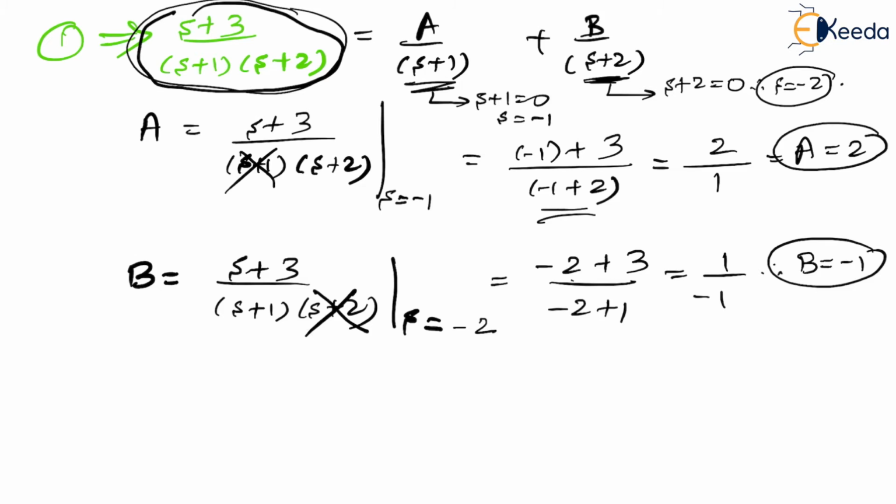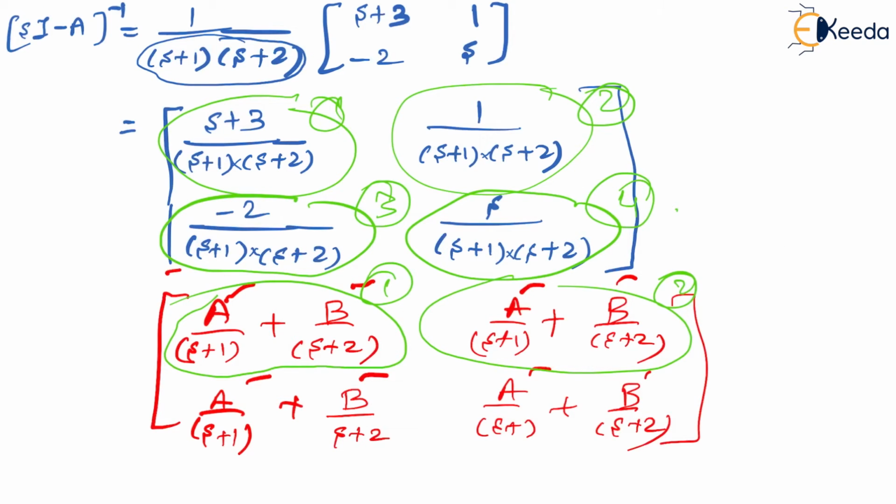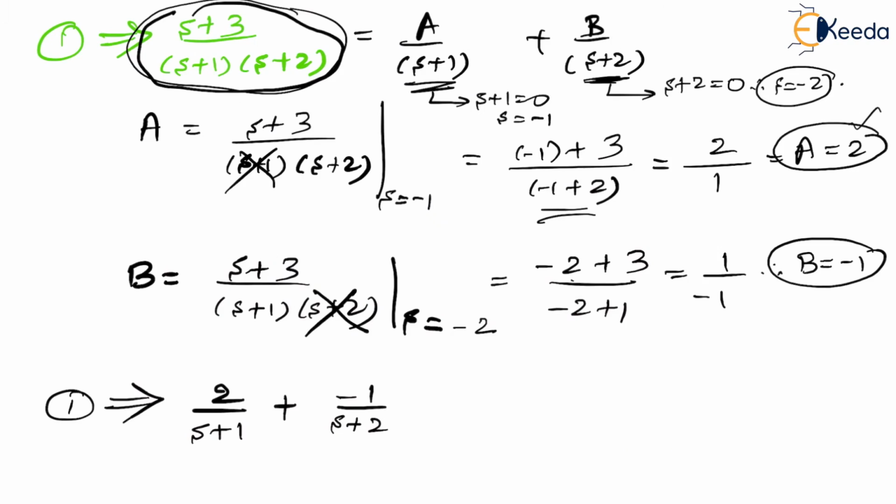Now a and b are found, so this first term can be written as, because a is equal to 2, so 2 upon s plus 1 plus b, what is b? Minus 1, so minus 1 upon s plus 2. This is the first term. Let us find the second term. If you see here, the second term is what? 1 upon s plus 1 into s plus 2.